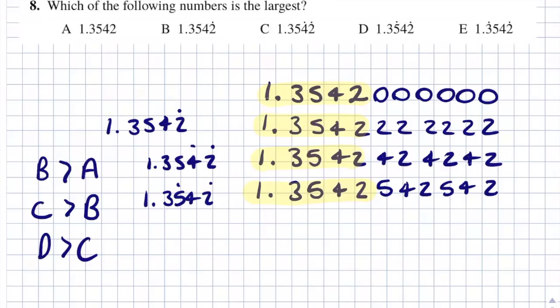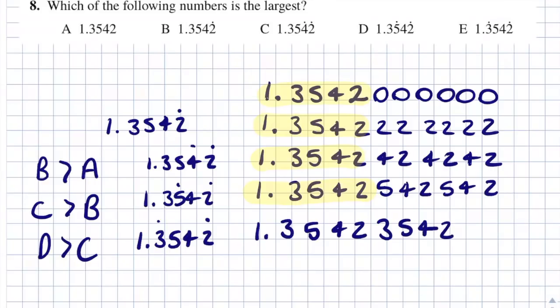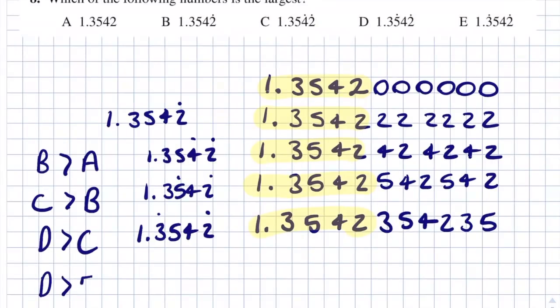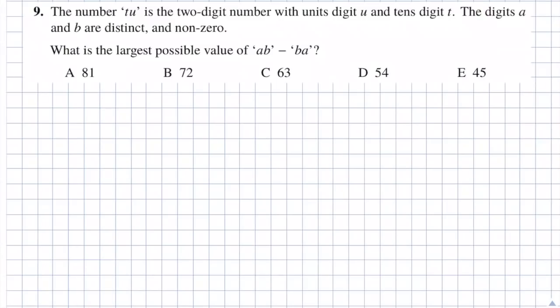And the final one, which is E, which is 1.3542, where the 3 and the 2 are recurring. So we can rewrite this as 1.3542, 3, 5, 4, then a 2, a 3, a 5. And what you should be able to see is, again, these first few digits are the same. But after the 2, we've got 3542, which is what keeps on recurring, and that is smaller than the 542 that keeps on recurring. So actually, answer D is also greater than answer E, which means that D must be the largest number. So therefore, our answer is D.